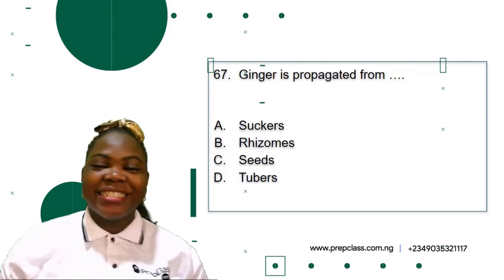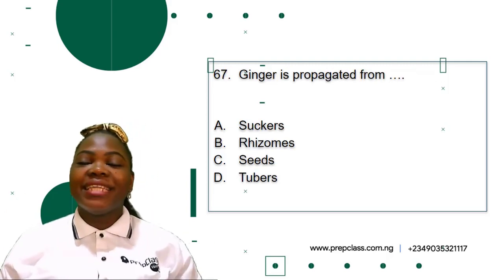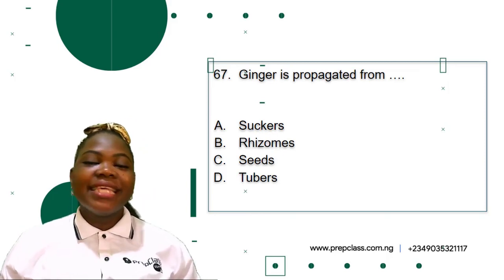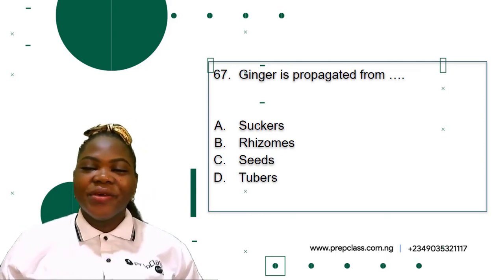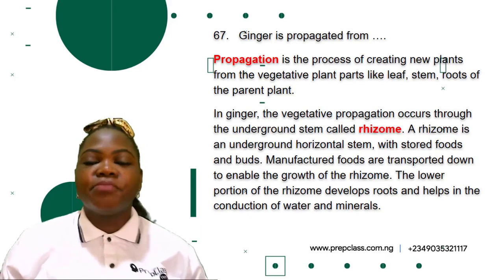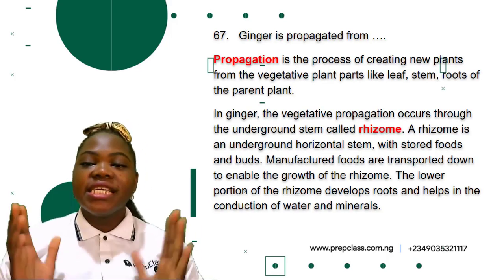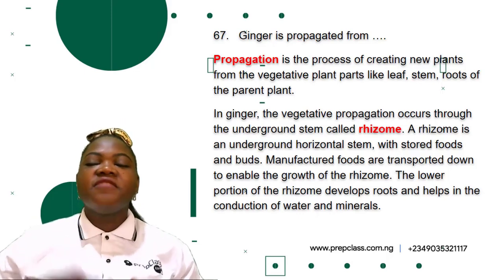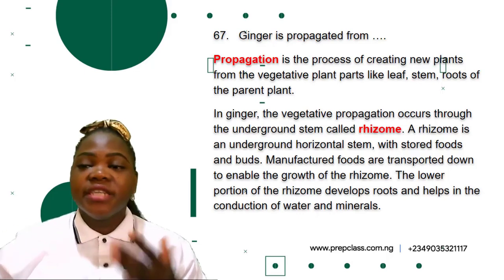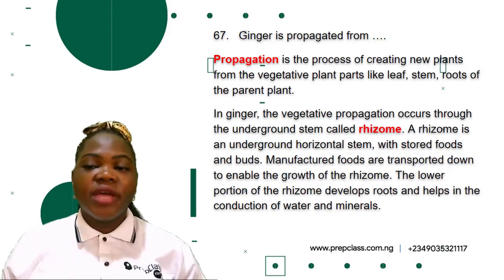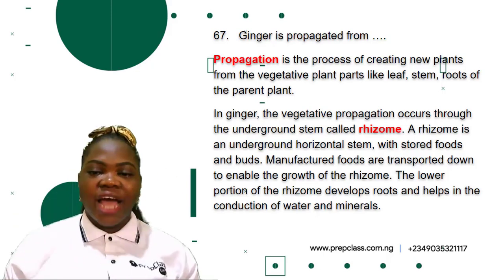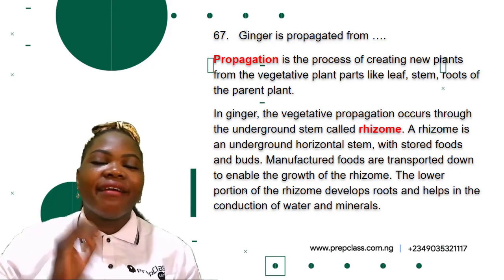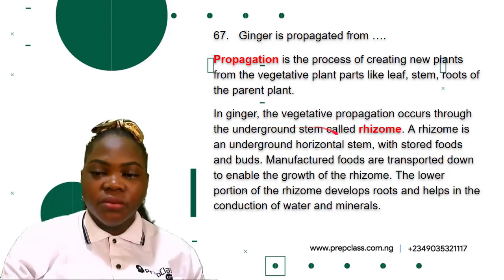Okay, question 67. Ginger is propagated from dash. A. Suckers, B. Rhizomes, C. Seeds, D. Tubers. So first of all, what is propagation? Propagation is the process of creating new plants from the vegetative plant parts such as leaf, stem, and roots of the parent plant. In ginger, the vegetative propagation occurs through the underground stem called rhizome.